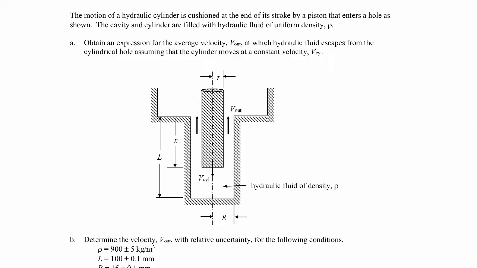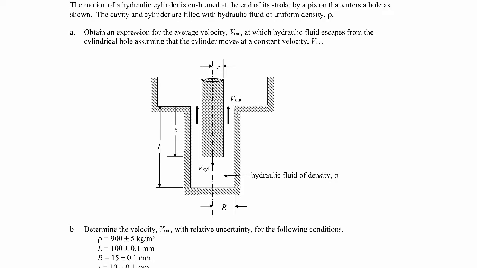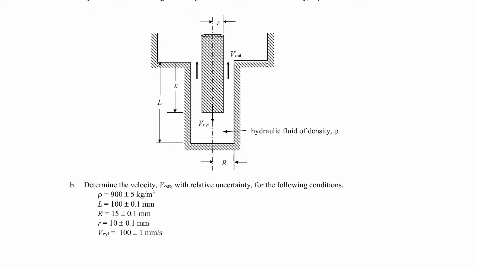And we're asked to find the average velocity at which the hydraulic fluid escapes from the hole. So we're trying to find the velocity out in this region, assuming that the cylinder moves downward at a constant speed v cylinder. And then once we know that, we're also asked to find the velocity with relative uncertainty for the following conditions. So this is a measurement uncertainty, propagation of uncertainty kind of problem.